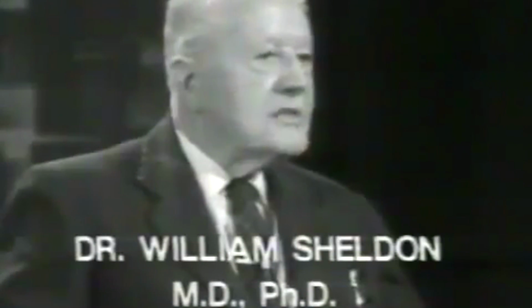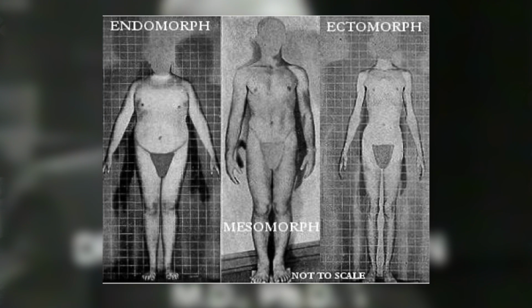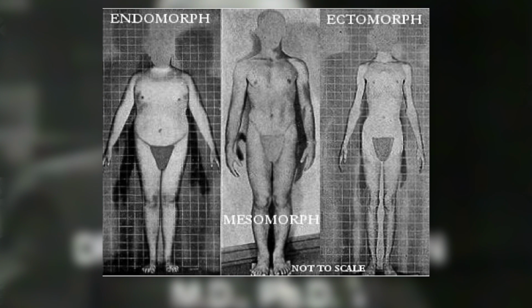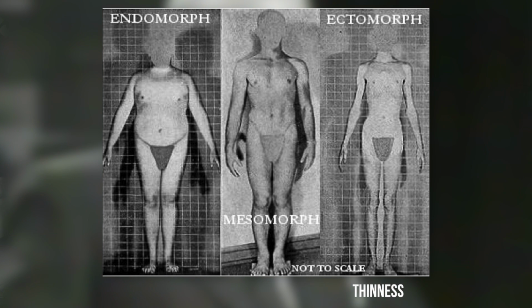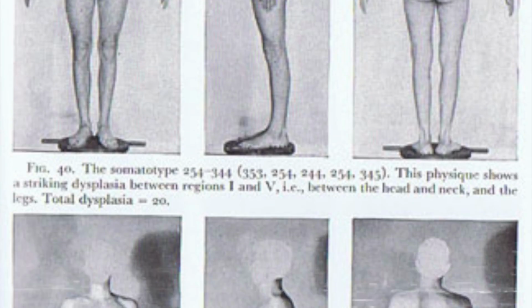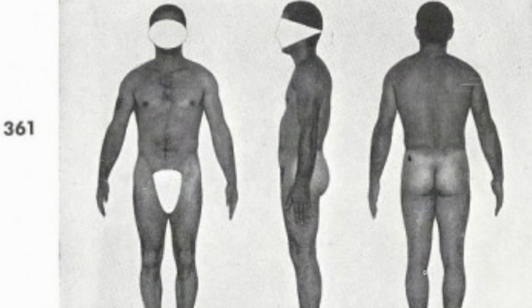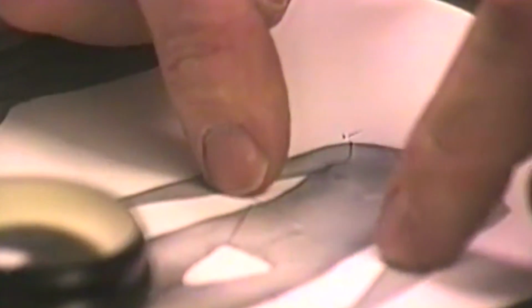So in 1940, an American psychologist, William Sheldon, published a book called The Varieties of Human Physique, outlining his idea that individuals could be categorized according to three main somatotypes: the ectomorph, implying thinness; endomorph, implying fatness; and mesomorph, implying muscularity. Sheldon examined 4,000 photographs of students from the University of Chicago and classified them on a scale of 1 to 7 for each of the body types.